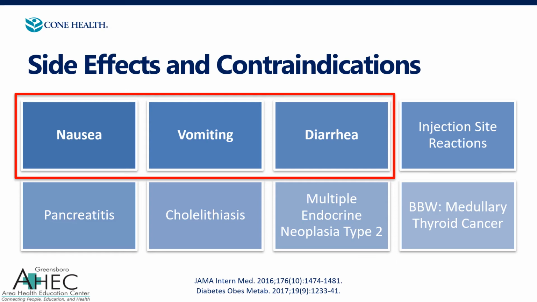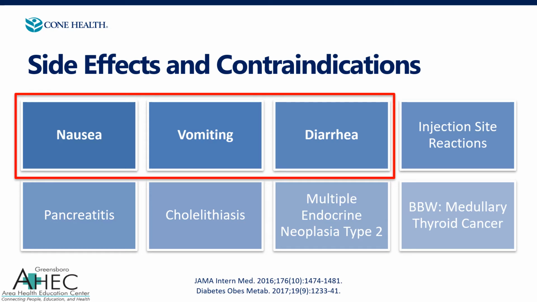These medications may also increase the risk of pancreatitis or cholelithiasis, and commonly it's recommended to avoid GLP-1s in patients that have a history of or currently have those conditions. In addition to that, there's a rare risk of multiple endocrine neoplasia type 2. So this is a contraindication in patients that currently have that disease state.